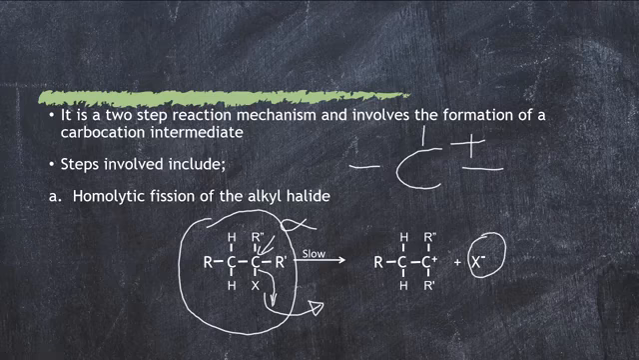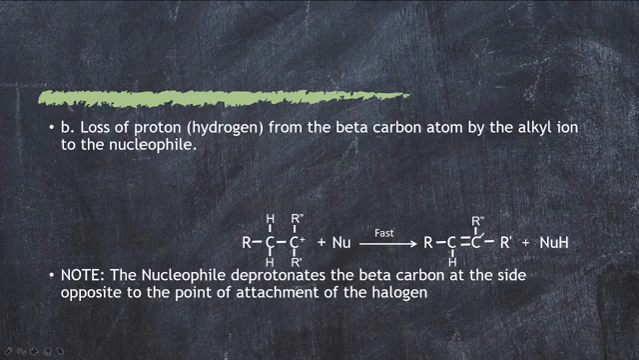The next step in the reaction mechanism involves the loss of a proton, in brackets hydrogen, from the beta carbon atom of the alkyl halide to the nucleophile. This is the major difference between SN1 and E1. The only major difference is in the second step of the reaction mechanism, and that's what I'm talking about.